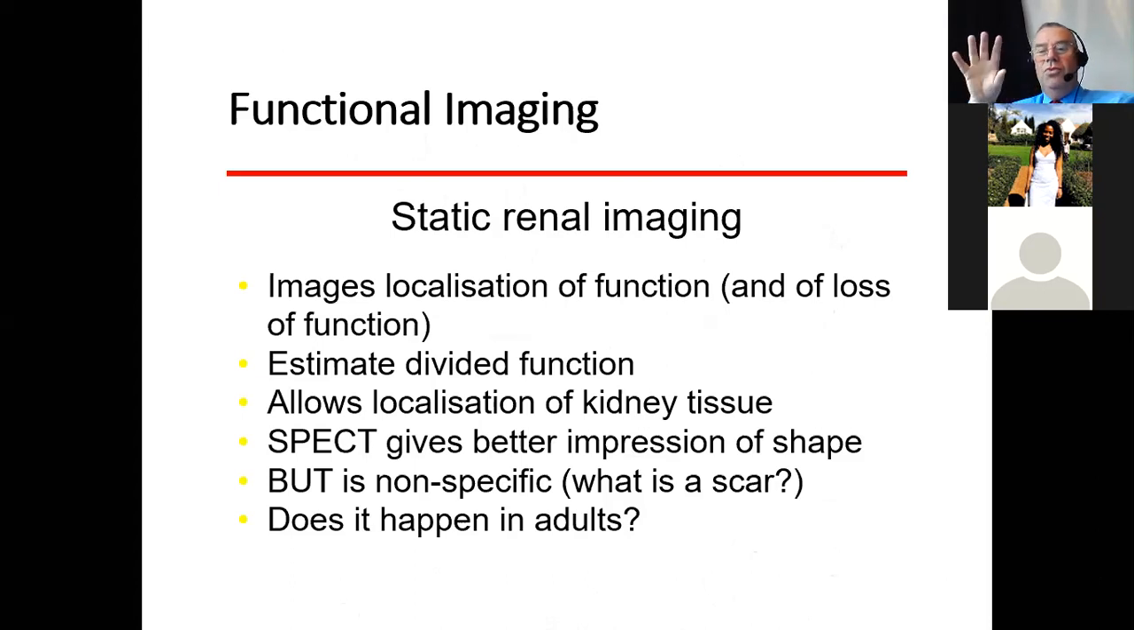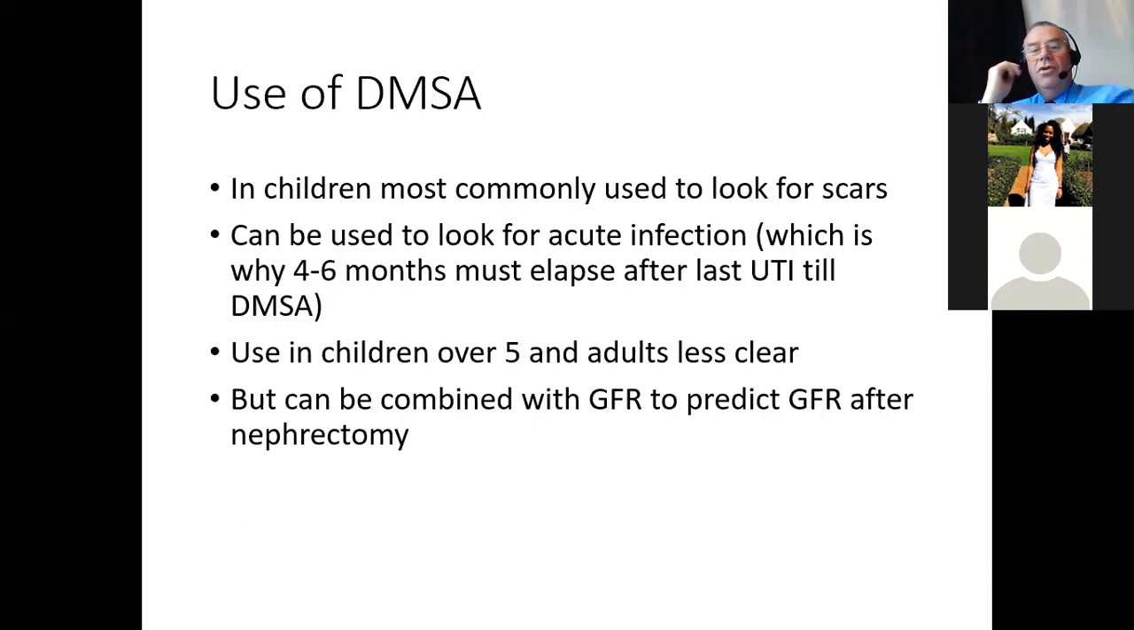And if you have a two-headed gamma camera, you can do a geometric mean that's more accurate than the posterior image. If you want to look at the shape, you can use SPECT, though there's been no evidence that SPECT quantification really helps. But again, defects can be non-specific, could be due to scarring, it could be due to something else. And obviously in adults, it may have a different role.